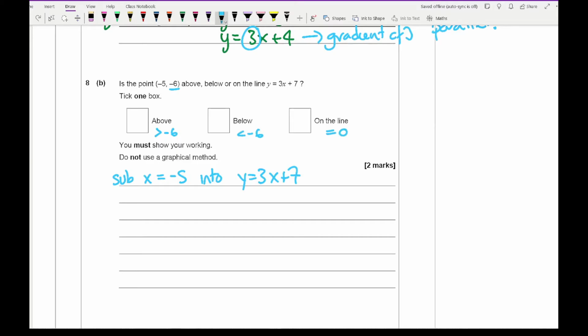So substituting minus 5 into the equation, we get y equals 3 times minus 5 plus 7. So we have minus 15 plus 7, which gives me an answer of minus 8. And so that there is below.